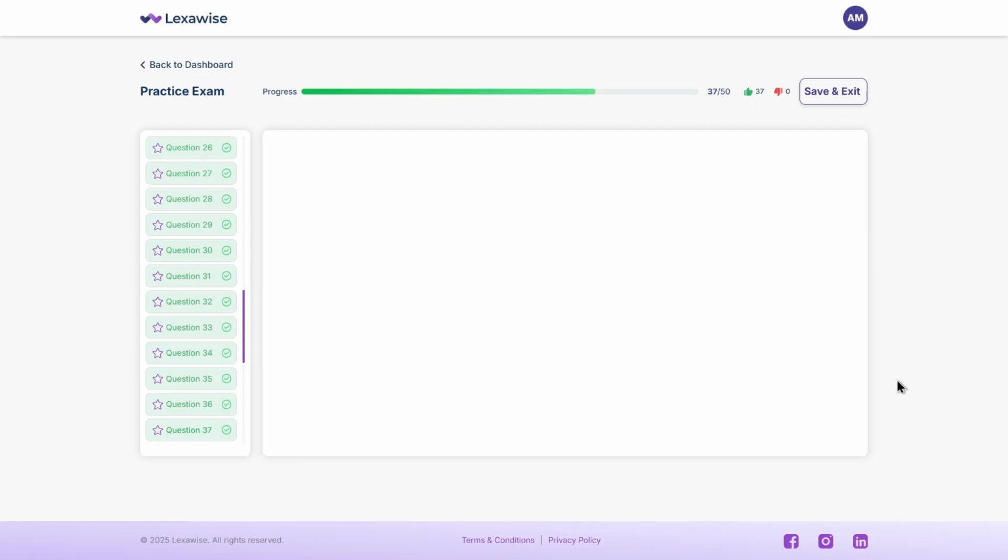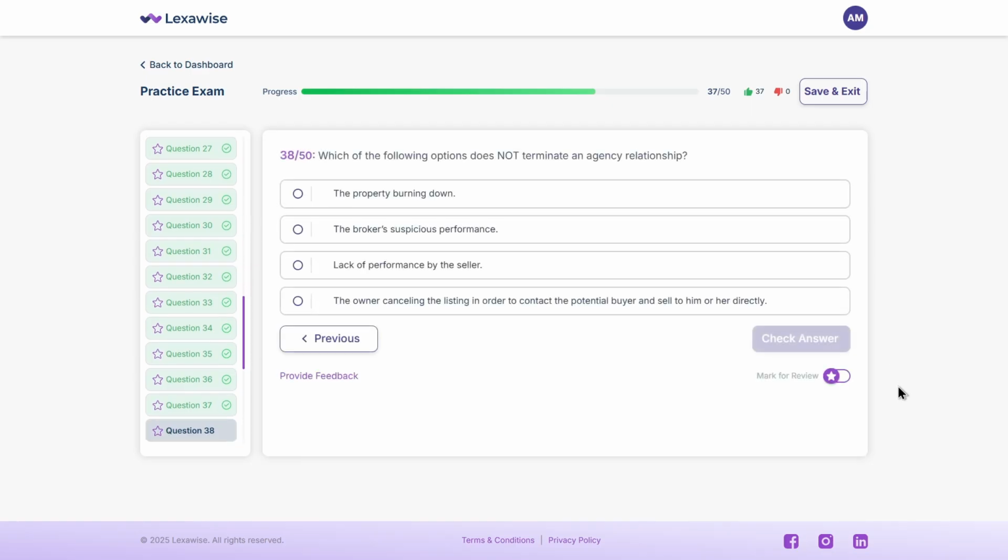Now let's take a look at this one. Which of the following options does not terminate an agency relationship? A, the property burning down. B, the broker's suspicious performance. C, lack of performance by the seller. D, the owner canceling the listing in order to contact the potential buyer and sell to him or her directly. Think it through.